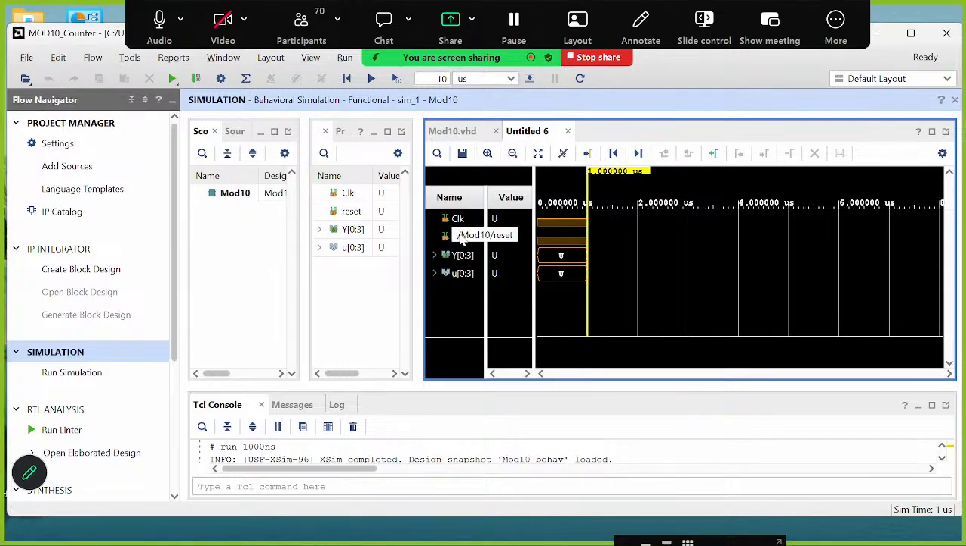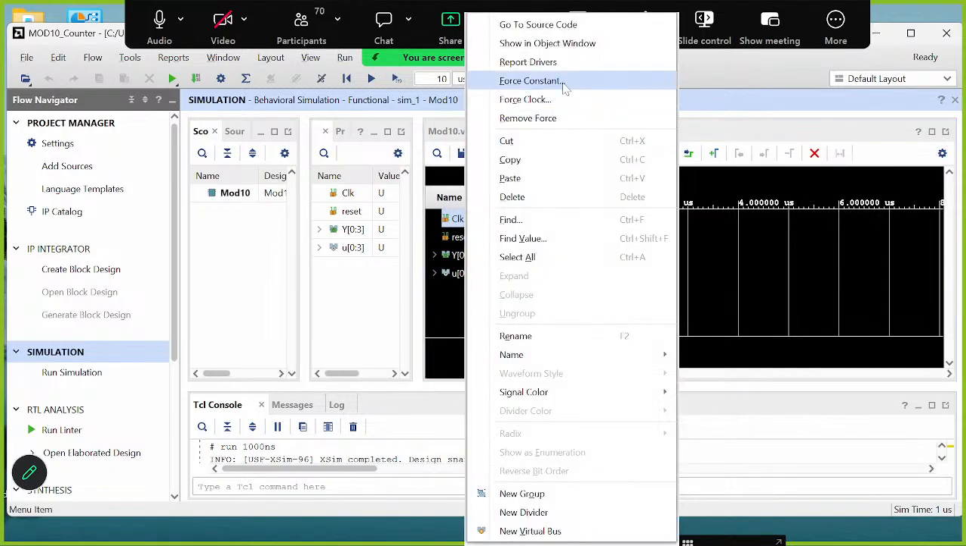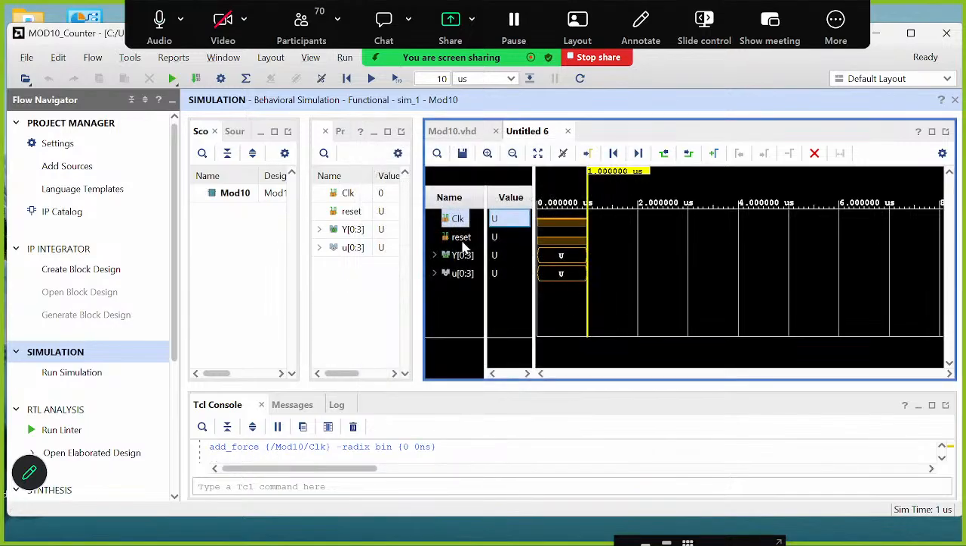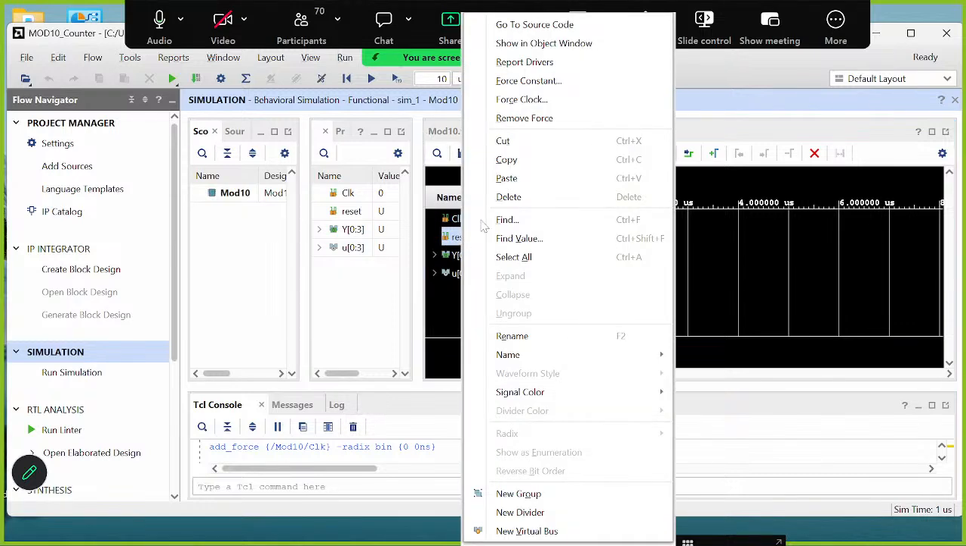Okay, so we need to first of all make clock 0 because it is a positive edge triggered clock. We'll start with 0. Then we'll start with reset equal to 1.